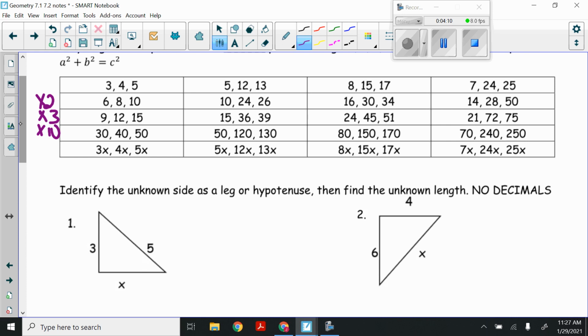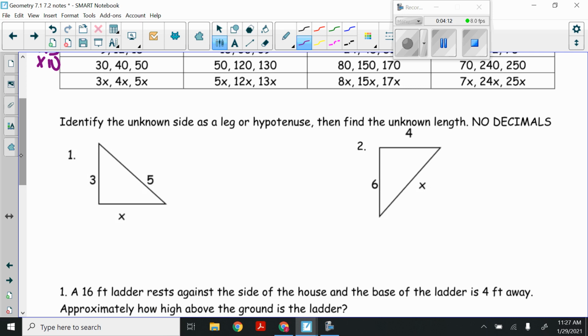All right, so we're going to start out with some examples. It says identify the unknown side as a leg or hypotenuse, then find the unknown length. No decimals.